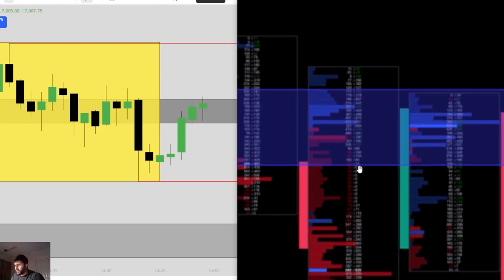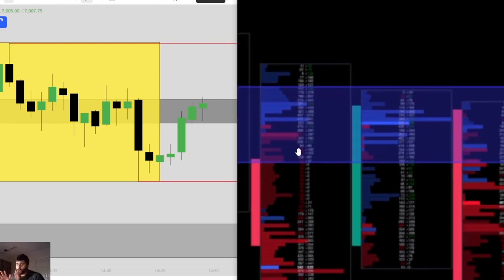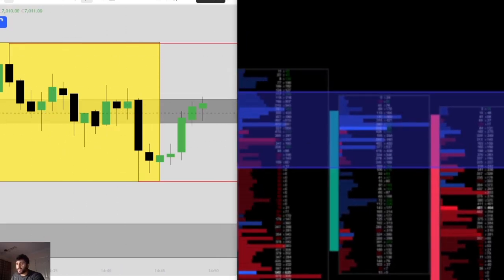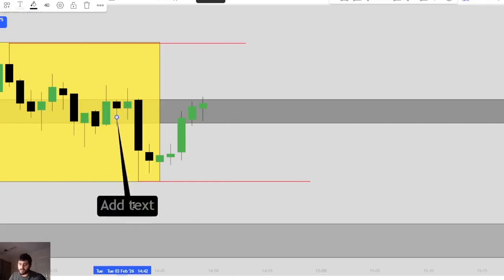So if we break this down, what we can see here is a lot of blue inside of the zone. What we see here is blue delta, and then we break to the downside, just like this, right? So what was going on here specifically, right? This is blue delta. Now, what does blue delta mean, right?